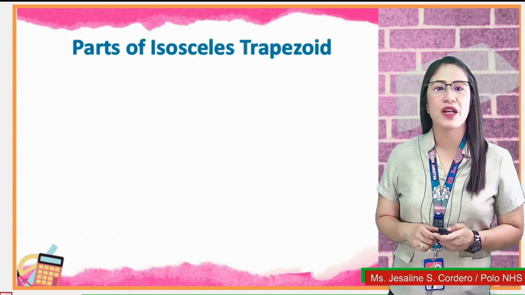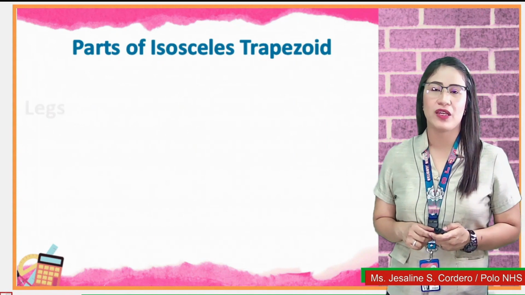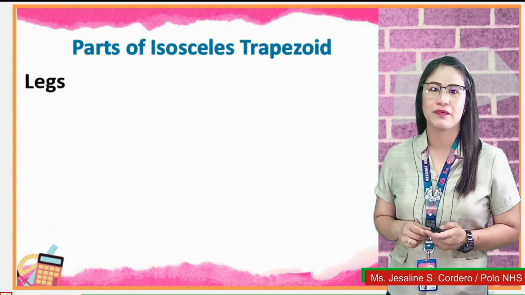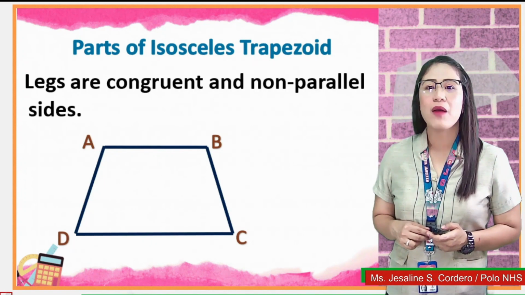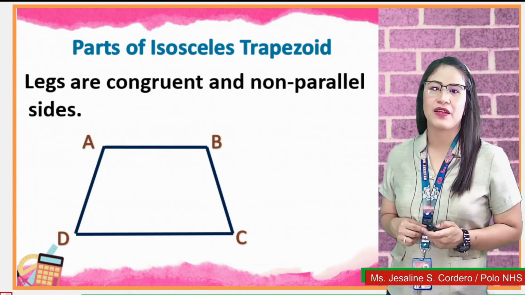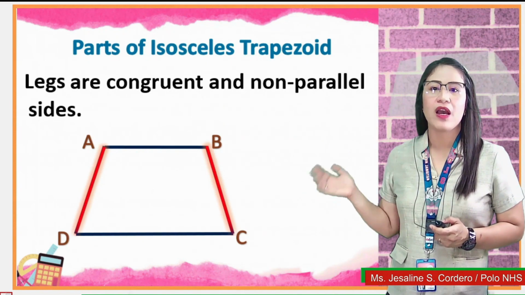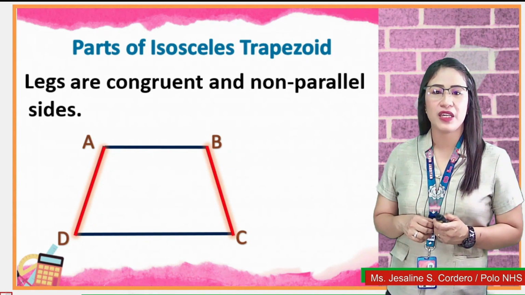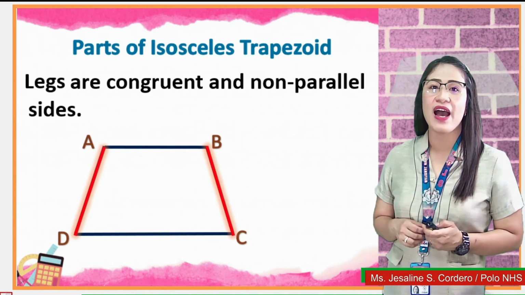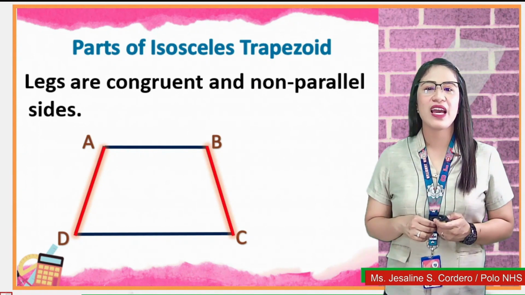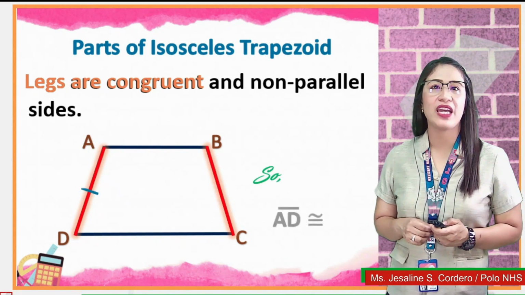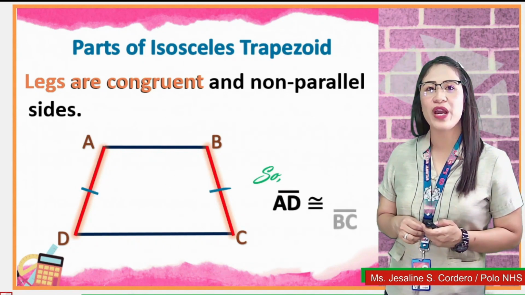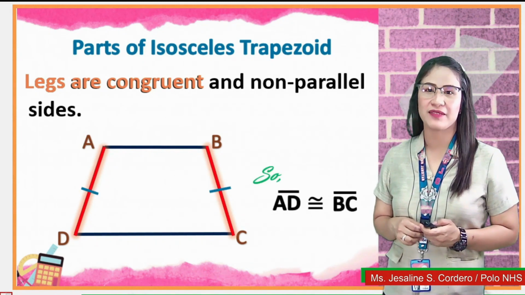Let's discuss the parts of an isosceles trapezoid. It has legs. Legs are the congruent, non-parallel sides. In this trapezoid, sides AD and BC are the legs. And the legs are congruent. So, segment AD is congruent to segment BC.